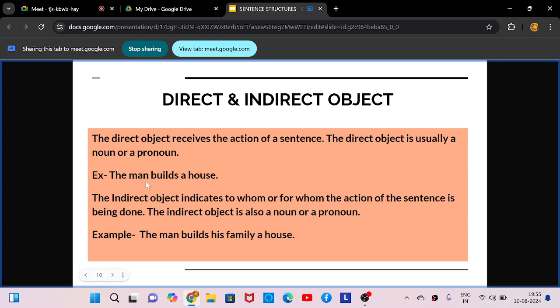Here the man is the subject, builds is the verb. What is he building? A house. So that a house is receiving the action called build. So a house is the direct object.